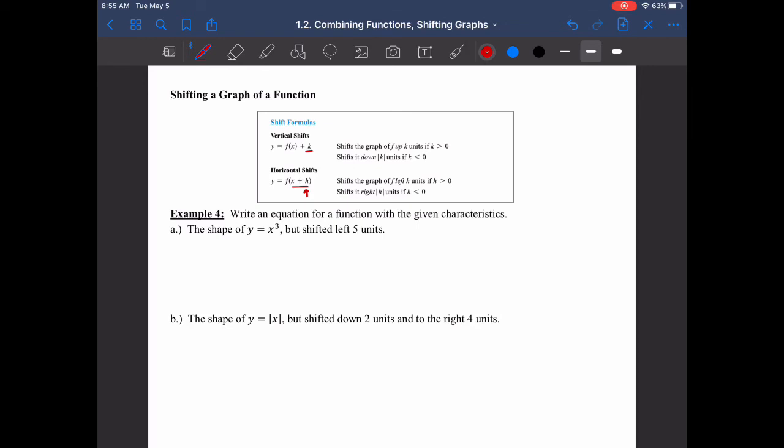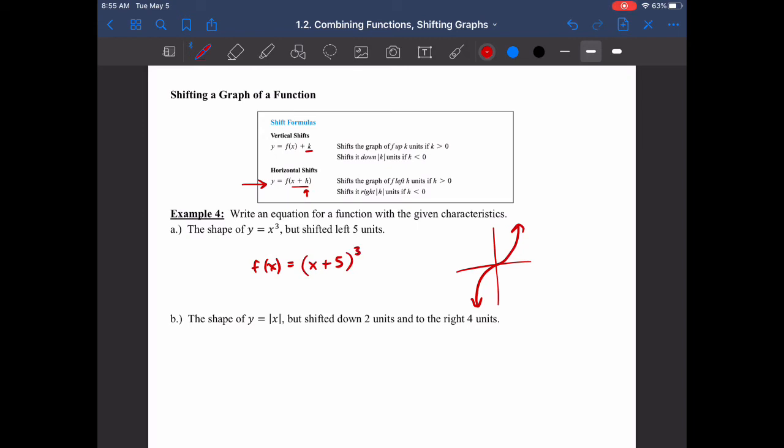So how about this? Write an equation for a function with the given characteristics. The shape of x cubed, but shifted left 5 units. So you should know x cubed shape is like that. Make sure you know these shapes of these basic graphs. It's not really needed for solving this, but we want to shift it left 5 units. Shifting left is a horizontal shift. If we're shifting left, then we want this to be a positive value. So our f of x function will be x plus 5, and then the whole thing cubed. All right, just like that.